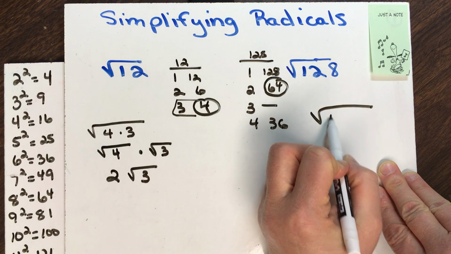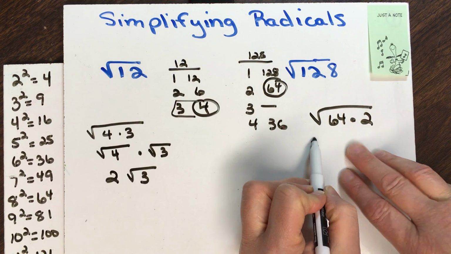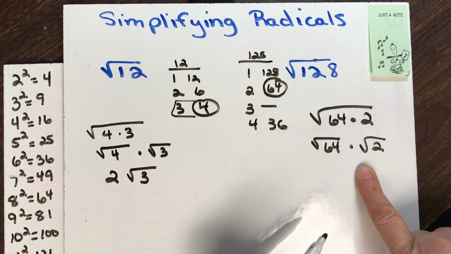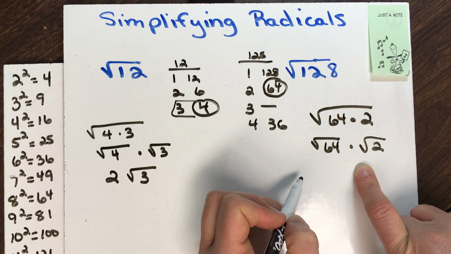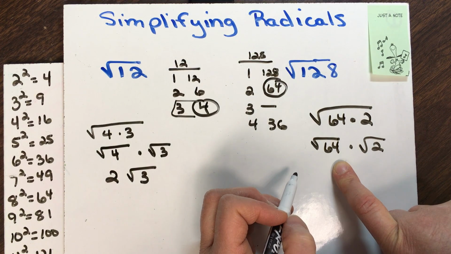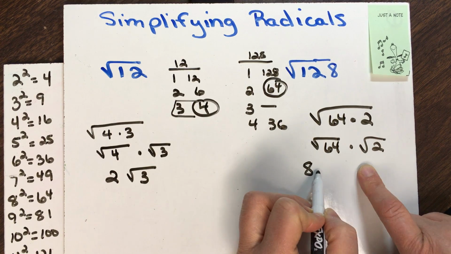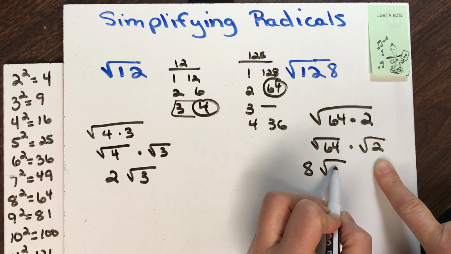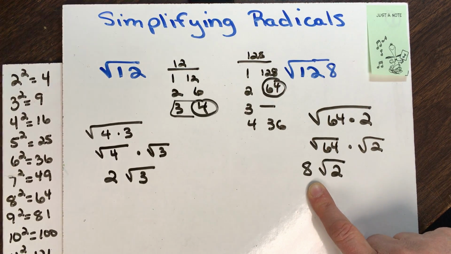So when I break it up, I'm going to use 64. So let's do that right now. I have 64 times 2, and now I'm going to use my property and break them up individually into their own individual pieces. And then I'm going to find my perfect square, which was 8, and this cannot be reduced any further. There's no perfect square for 2, so this is my simplified answer. All right, let's take a look at another one.